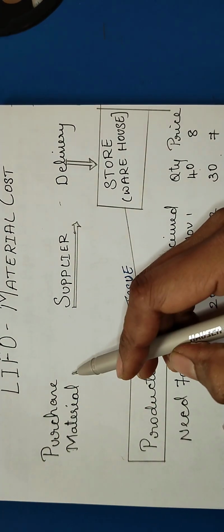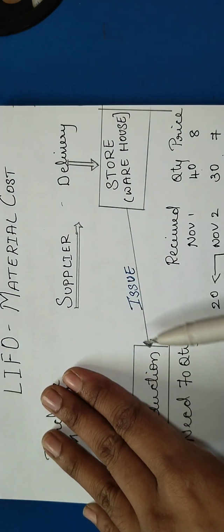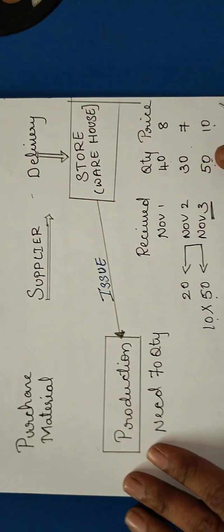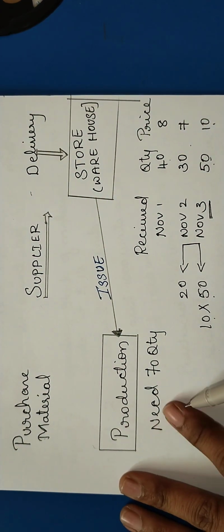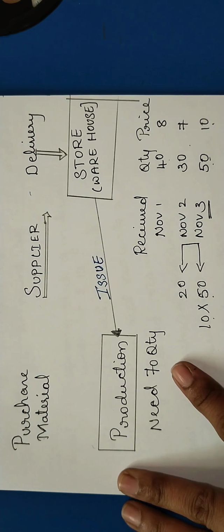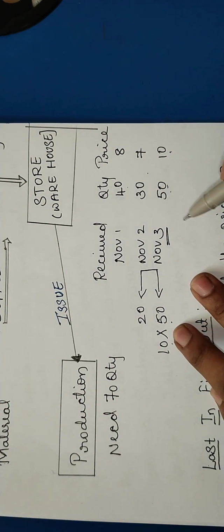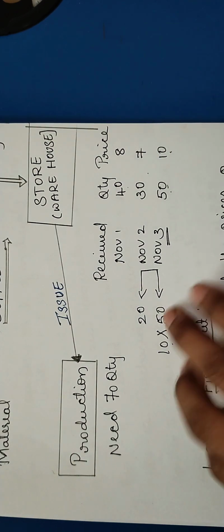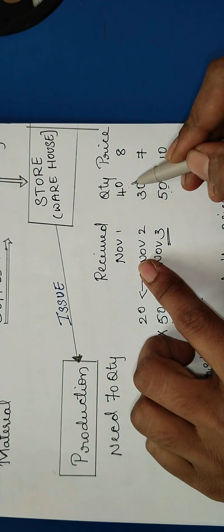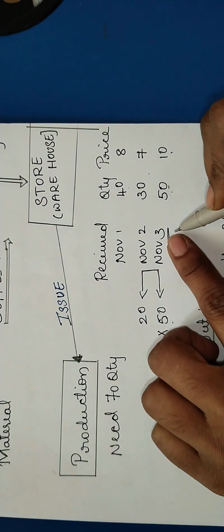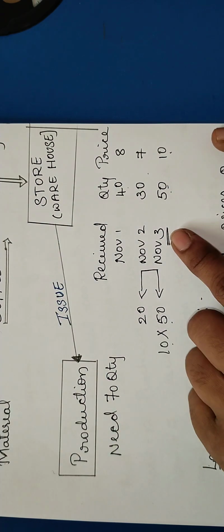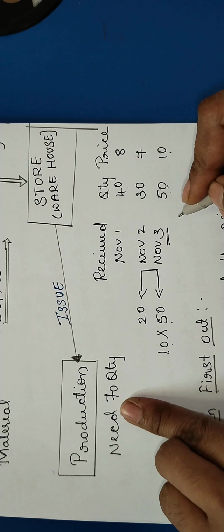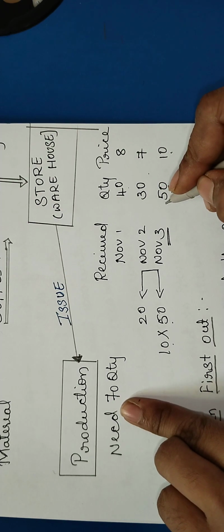We have understood FIFO. Now we are understanding the LIFO method. See, here we have an example. The production department has requested 70 quantity. Here they have recorded different quantities of items with different prices: on 1st November 40, 2nd November 30, on 3rd November 50. Here the request was 70. How are we issuing that 70?